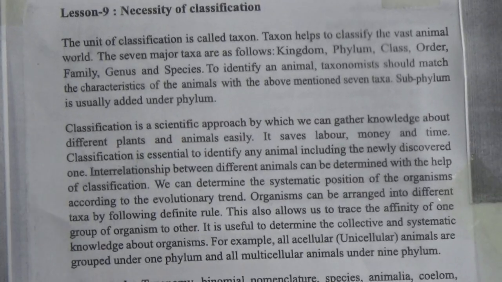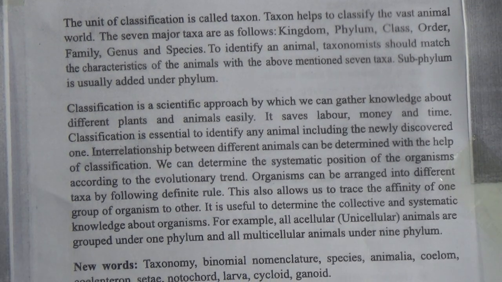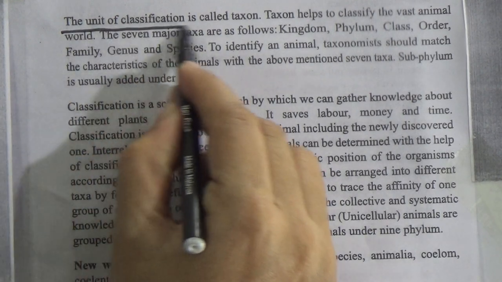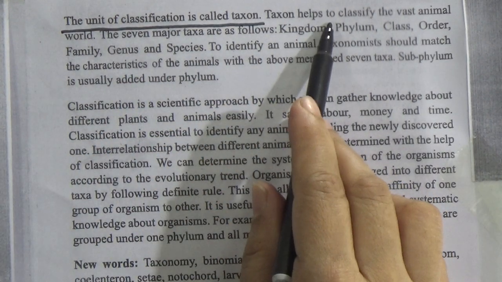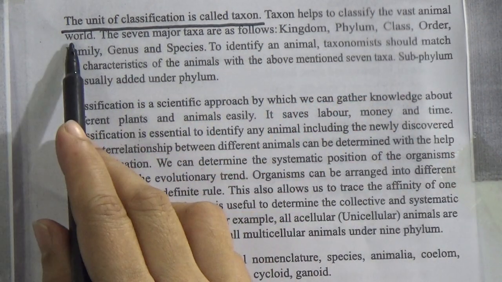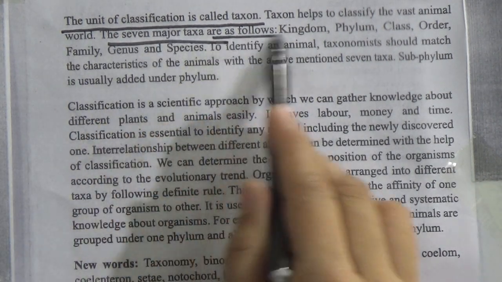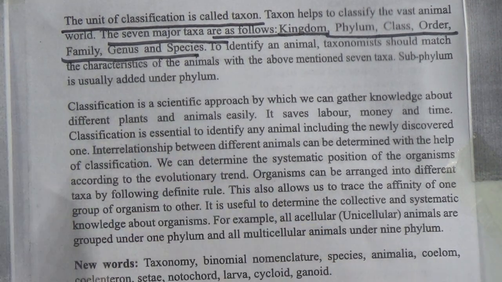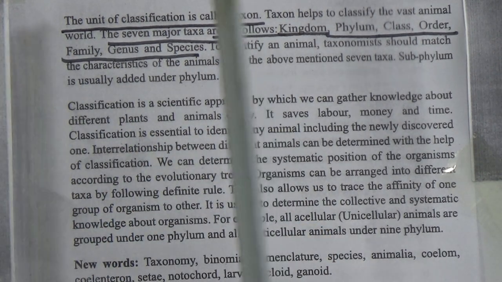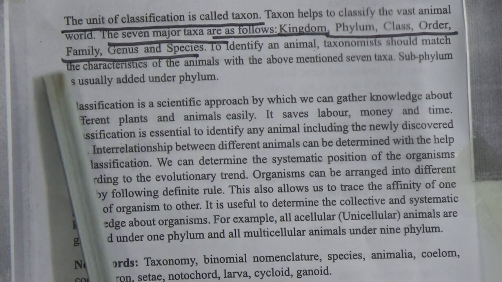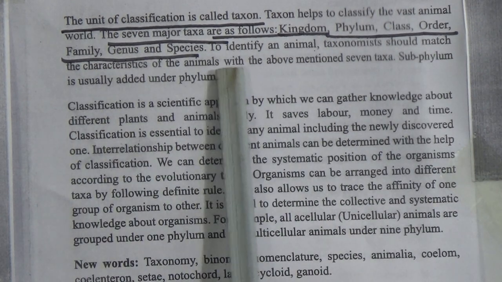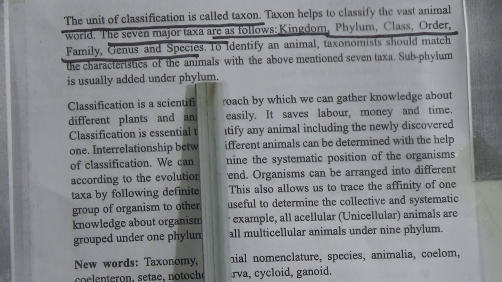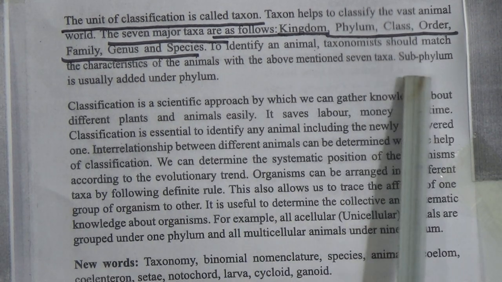My dear students, underline this one. The unit of classification is called taxon. This is an important MCQ. Taxon helps to classify the vast animal world. The 7 major taxa are as follows: kingdom, phylum, class, order, family, genus, and species. My dear students, you have to memorize the names of these 7 major taxa. And to identify an animal, a taxonomist should match the characteristics of the animal with the above mentioned 7 taxa.